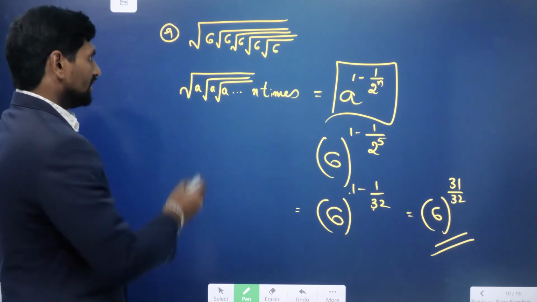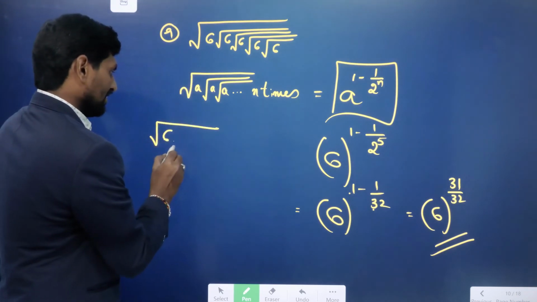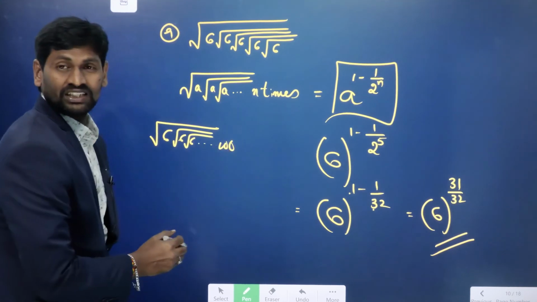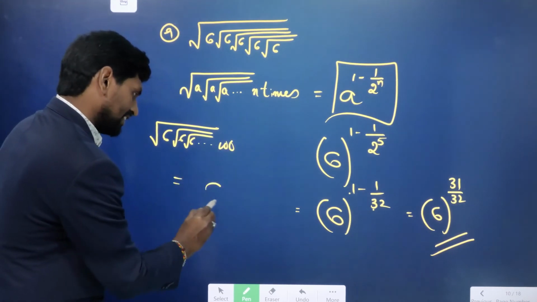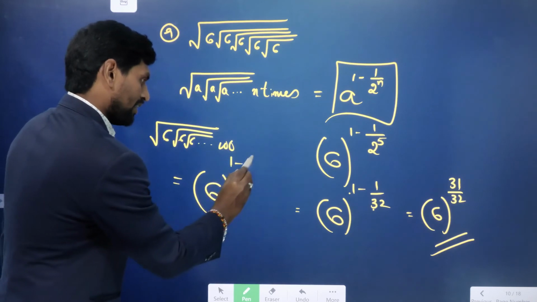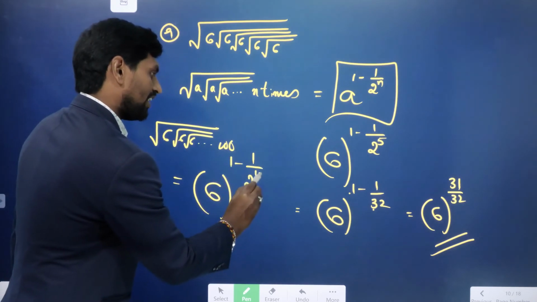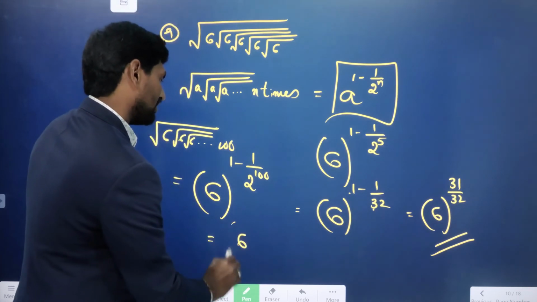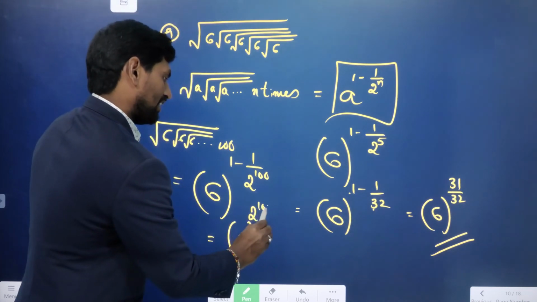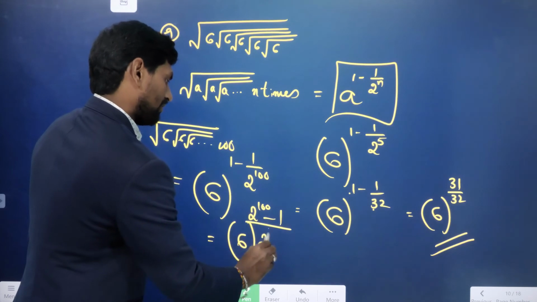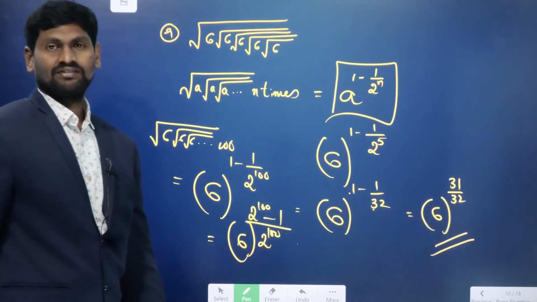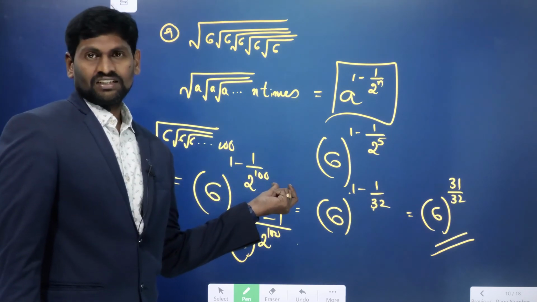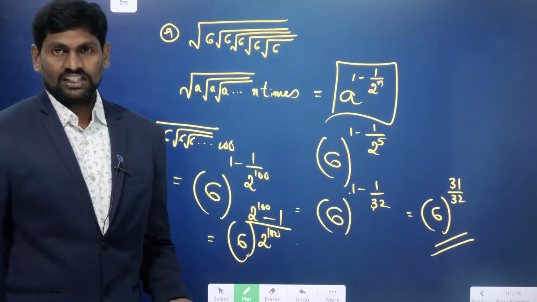Now, for example, if 6 is given 100 times, what is the answer? Simply 6 power 1 minus 1 by 2 power 100. But 2 power 100 is a very huge value, so we express it like this only: 2 power 100 minus 1 by 2 power 100. That is the answer. If 4 times, 2 power 4 is 16, that means 6 power 15 by 16.